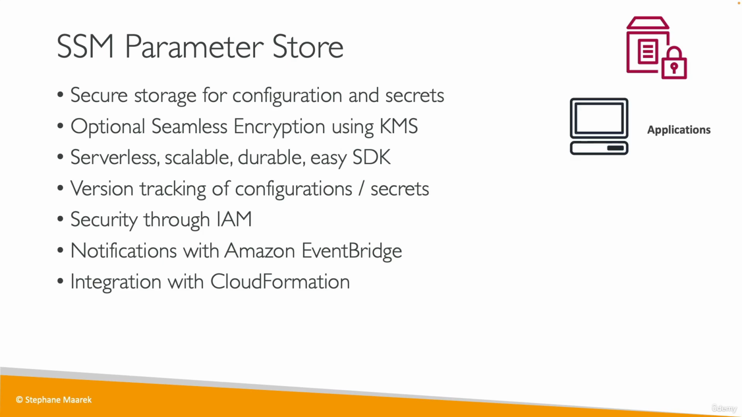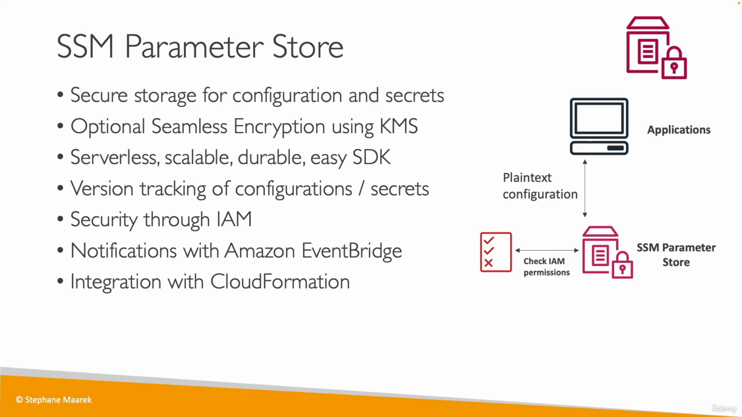So let's take an example. We have an application, and then we have the SSM parameter store. So we can store plain text configuration. In this way, then the IAM permissions of your applications are going to be checked. For example, your EC2 instance role, or you can have encrypted configuration.